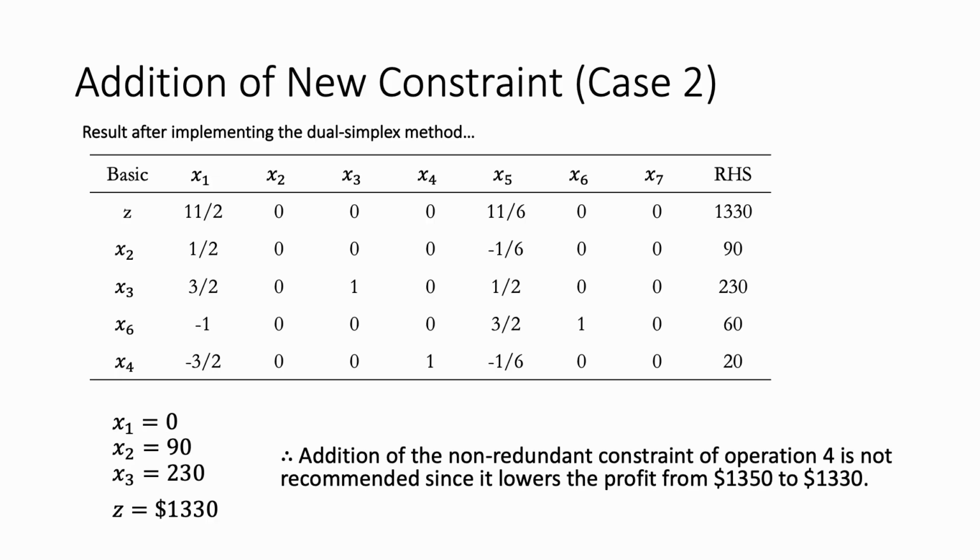So what does it tell you? So this means that the addition of a non-redundant constraint for operation 4 is not recommended since it lowers the objective value. If you notice, the original optimal solution was 1,350. Now when we added the new constraint, we had a resulting new objective function value, which is 1,330, which is lower than the original. So it was not redundant, but it's not recommended because of the decrease in the objective function value.